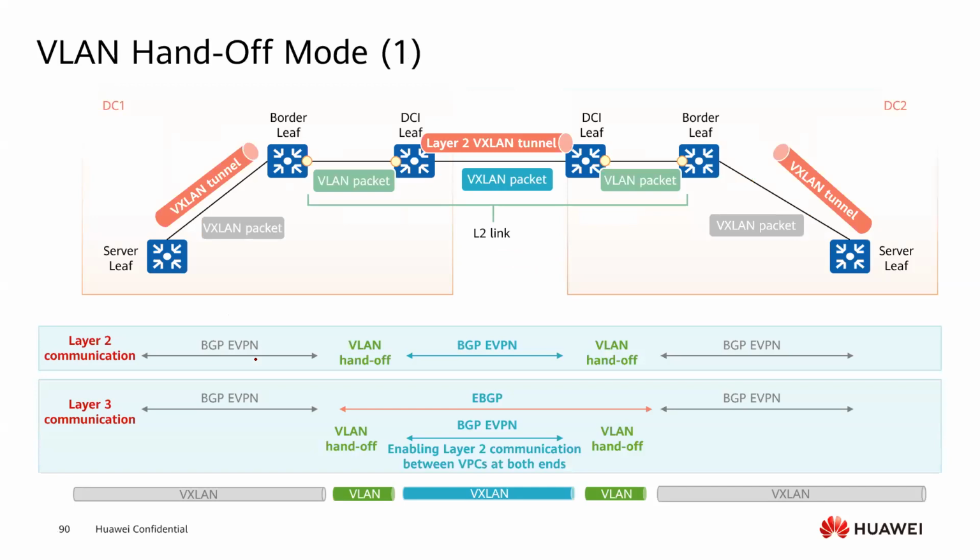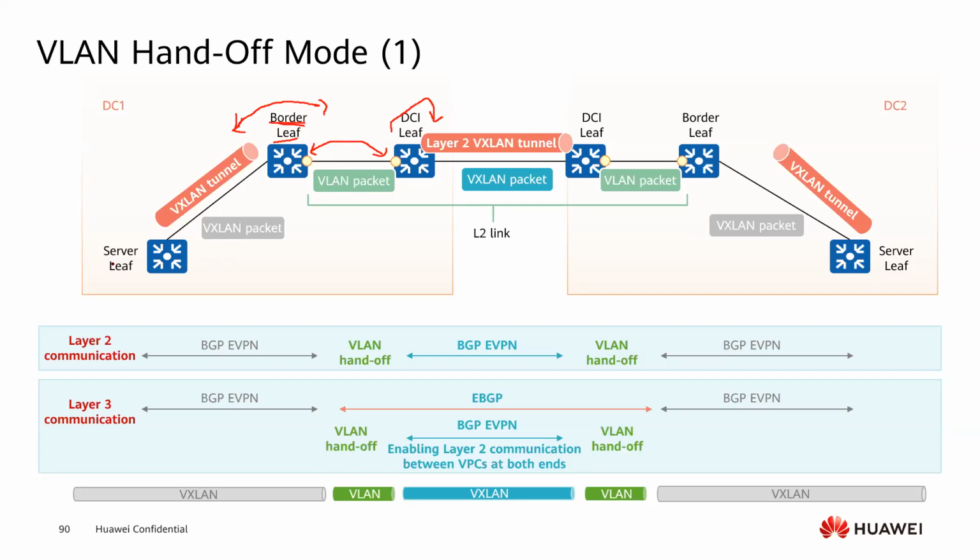Another scenario is the VLAN handoff. Between the border leaf and the server leaf, it is a VXLAN tunnel. But after the packet leaves the border leaf, it will also leave the VXLAN domain and enter the VLAN. Maybe you can see we have a VLAN tunnel. The VLAN and this VXLAN tunnel are mapped one to one, and then the VLAN will be mapped to a VXLAN tunnel again in the DCI leaf.